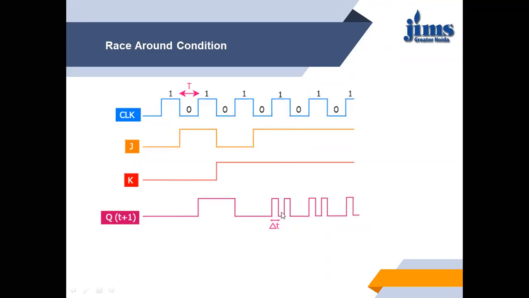But it will see again, after delta T time whenever the signal is executed, that again J is 1, K is 1 and clock is 1. So it will again change its value. Whatever the length of the clock pulse, it will continuously change its value between 0 and 1. So it becomes very uncertain at the end of the clock pulse, and we cannot find out the value, either it will be 0 or 1. So this condition is known as race around condition.